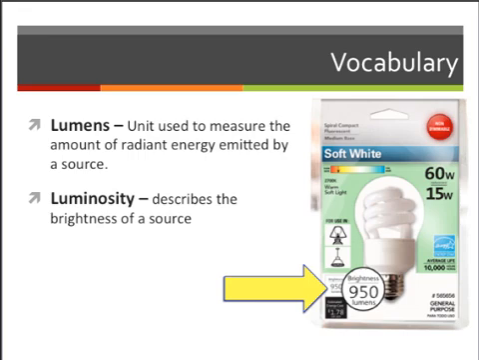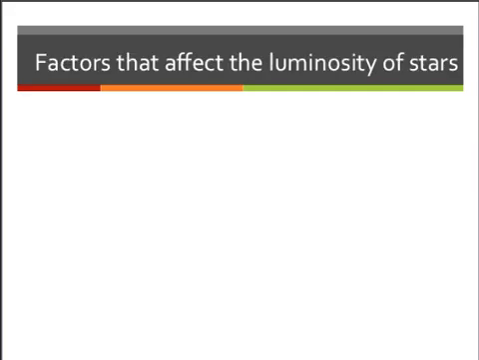Luminosity is a measurement of a star's brightness. Astronomers measure the star's brightness by examining the amount of energy emitted or given off every second. The more energy emitted, the higher the brightness. Here are some specific factors that affect luminosity.